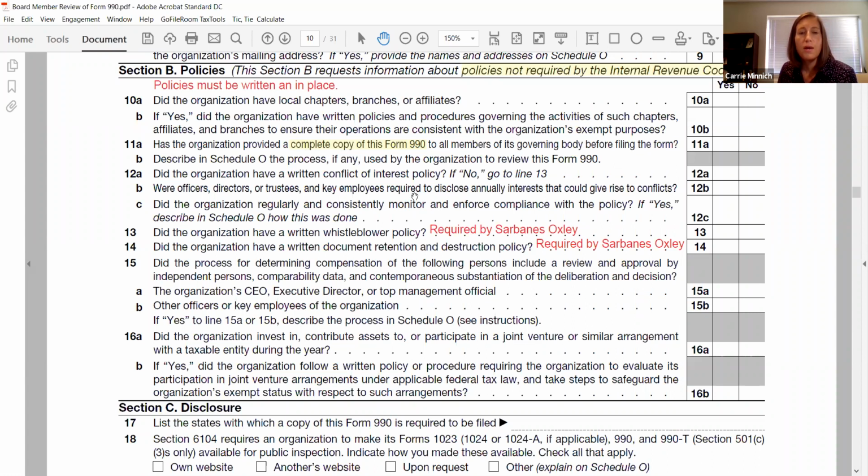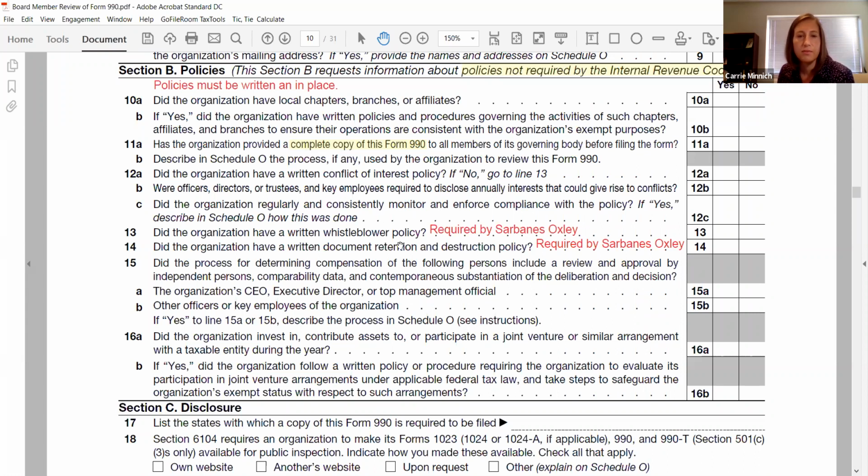And then also, are officers and key employees required to disclose annually interests that could give rise to conflict? So are they required annually to sign off on a conflict of interest policy? And then also, how is that monitored by the organization? So we can't just say that we're requiring everyone to sign the policy. Yes, that's just saying you have a policy and then it's required to be completed annually. That's not really saying how we're monitoring or enforcing it. So how are we doing that?